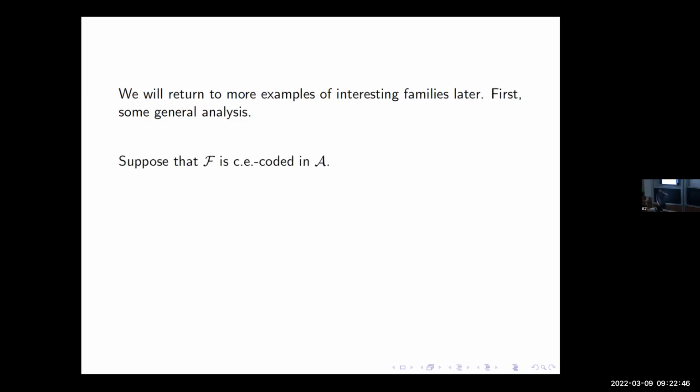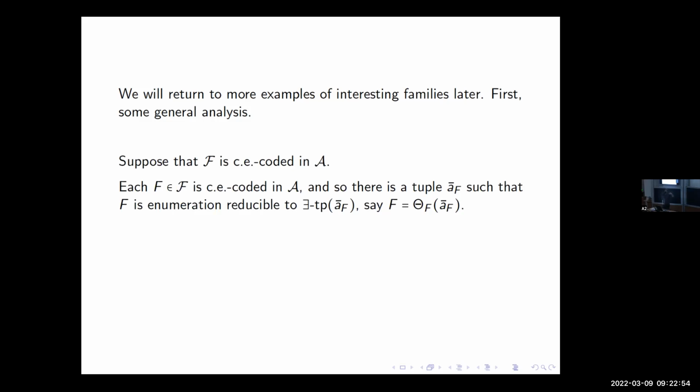So let's imagine that a family F is CE-coded in a structure A. So what does that mean? Well, that means every copy of A can enumerate F. And particularly, if you're going to enumerate the family F, you're going to have to enumerate every individual set in F. So each of the sets in F is CE-coded in A. And by Knight's theorem, that means that each of them has a tuple, and there's a set of formulas for that particular set. So the particular set is enumeration reducible to the existential type of that tuple by some enumeration operator, theta.